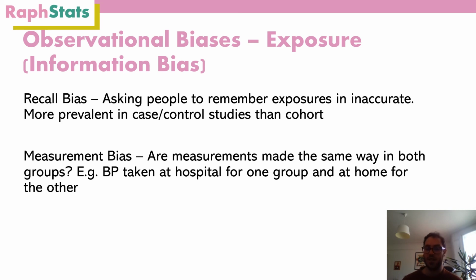The other thing is measurement bias. Are you measuring things in the same way? For example, blood pressures at the hospital versus blood pressures at home. We know that people tend to get less stressed at home, so their blood pressure is likely to be lower. So if one group is ill people who are always getting their blood pressure taken in hospital, and another group is controls who have just been self-taking their blood pressure at home, there might be a difference, and that might just be because you're measuring it in a different way in different circumstances.